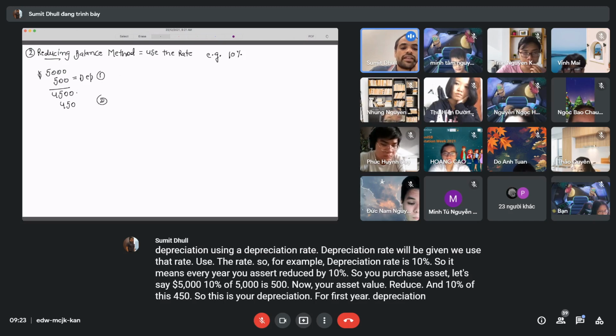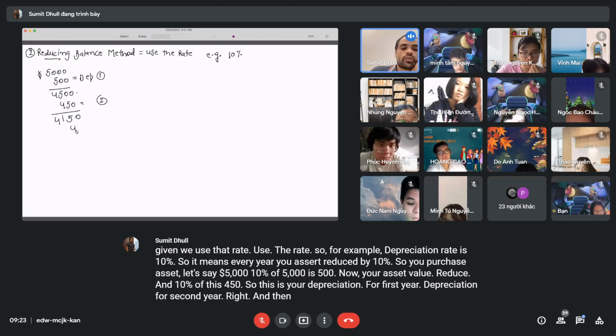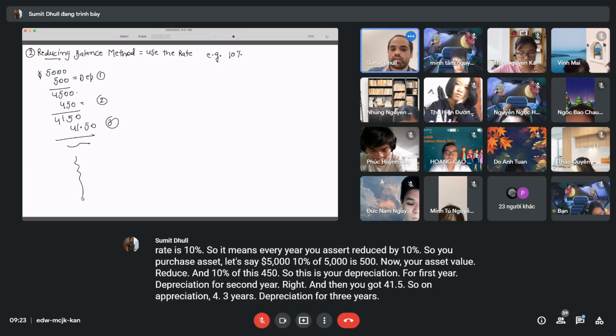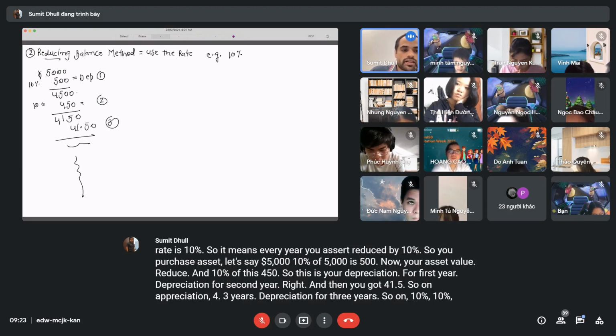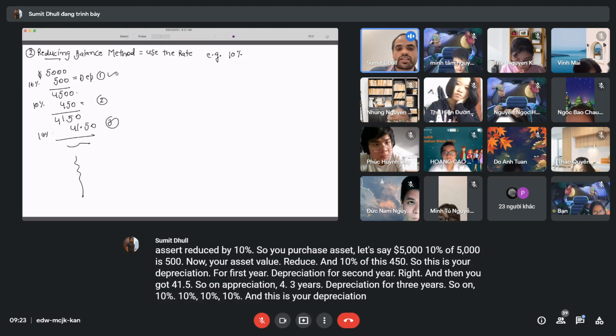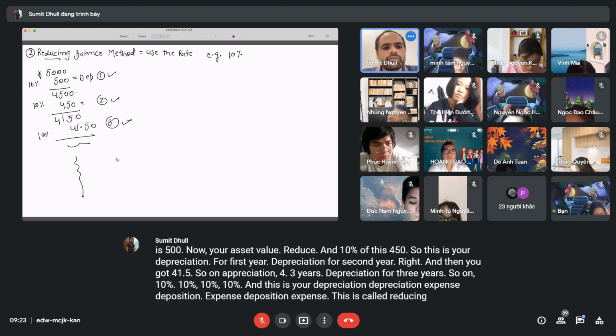Depreciation for the second year, right? And then you get 415, right? And so on, depreciation for 3 years, and so on. 10%, 10%, 10%, 10%, and this is your depreciation expense, depreciation expense, depreciation expense. This is called the reducing balance method.